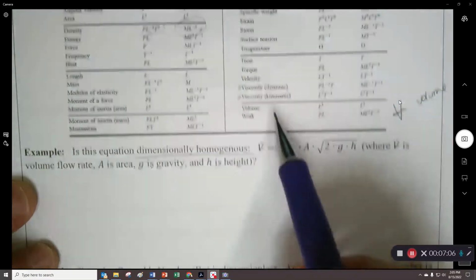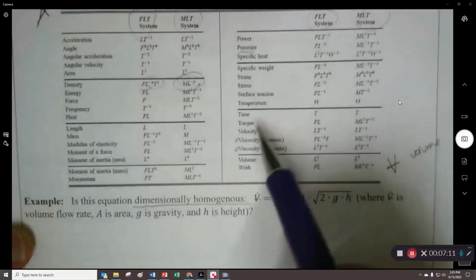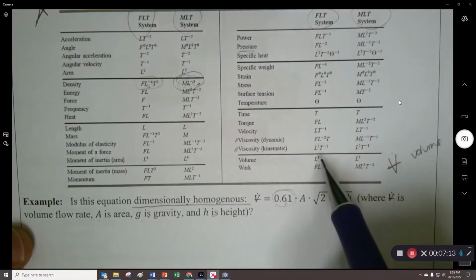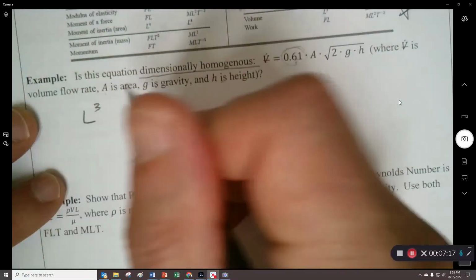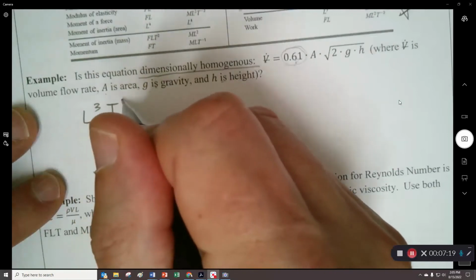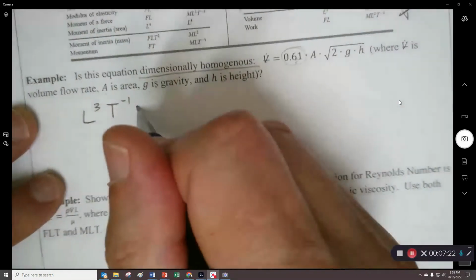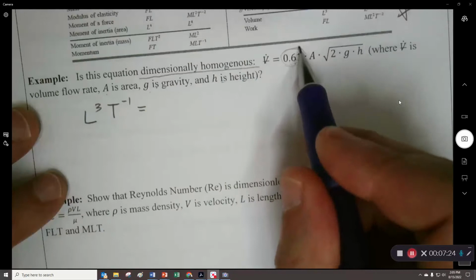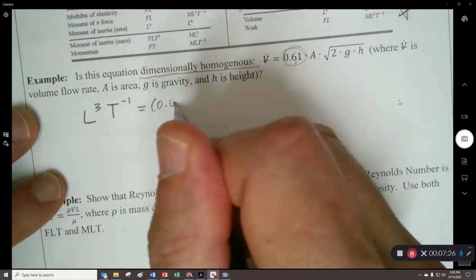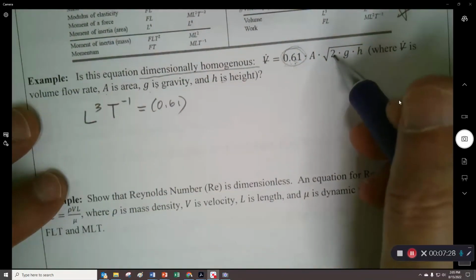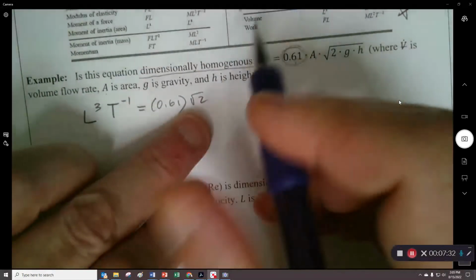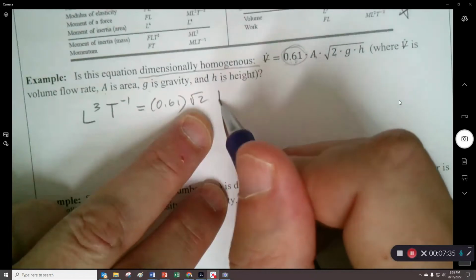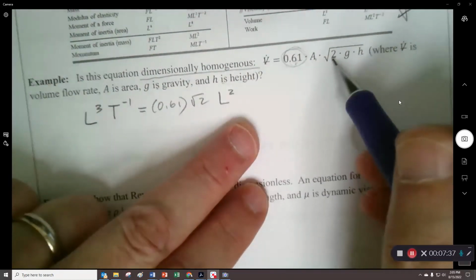So we come up to here and take a look at the volume. I don't think the volume flow rate is actually on here, to tell you the truth, for some reason. You have volume here, but you could always find that out for yourself, right? That's pretty easy. L3 is volume, and it's per time, so it's T minus 1. It's going to be equals, and I'm going to carry you through this value right here, 0.61. And I'm going to take that 2 out of that square root, just put it over here to the side. And now I'm going to take that area, and the area is going to be L2, right?